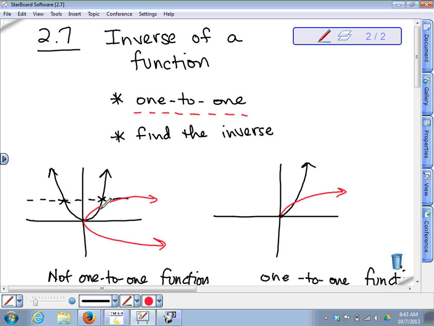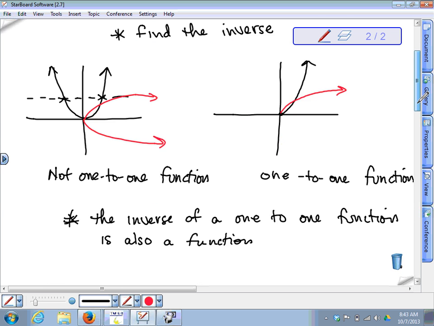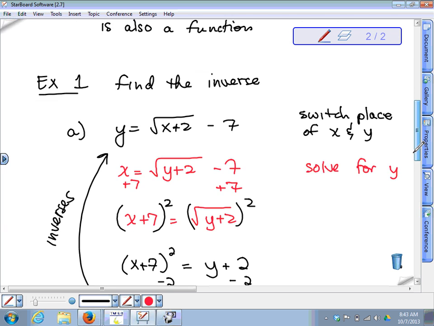What's the significance of it not being one-to-one? The inverse is not a function. Yeah, it still has an inverse. This one in red is the inverse, but it's not a function. This graph in black is one-to-one because it passes the horizontal line test. And if you consider its inverse graph right here, the one in red, that is also a function. That's the importance of a function being one-to-one.